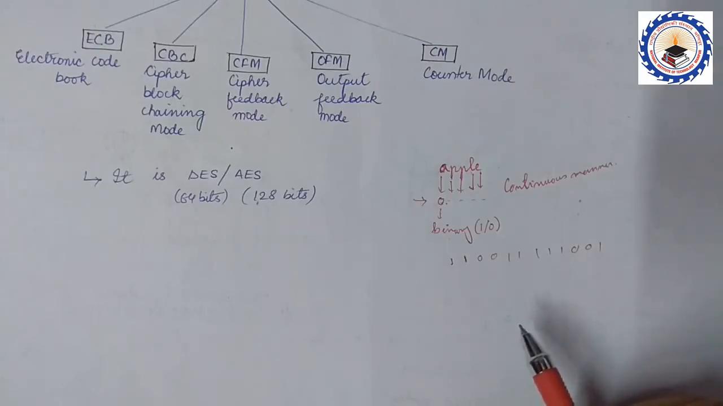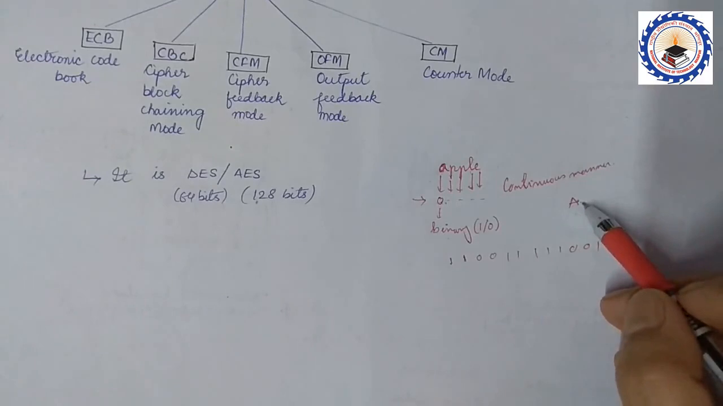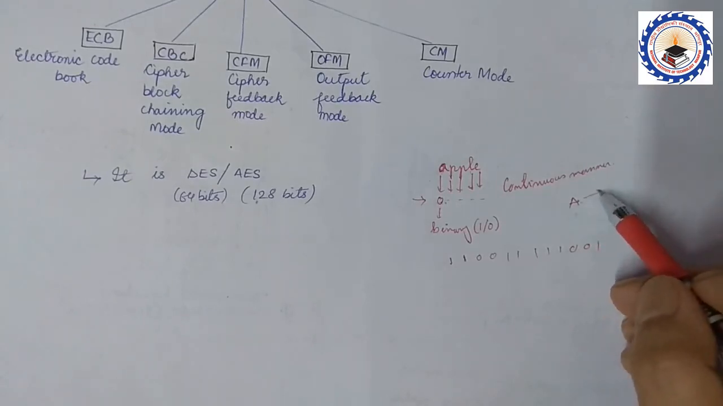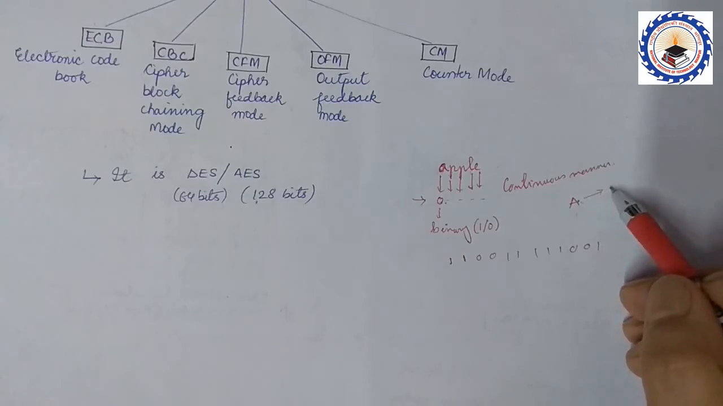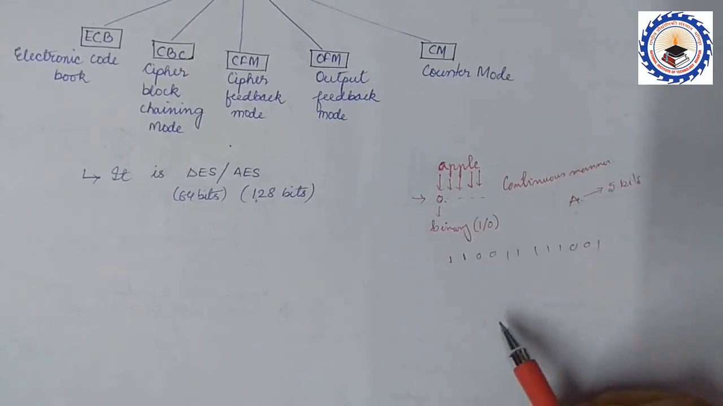According to the block cipher, they will predefine a block size. This is just like a brick block used in constructing buildings. Like that, we have a particular size of blocks here. For example, for a particular algorithm A, if this is a block cipher mode, then it will predefine a block size. For example, the block size is 5 bits here.